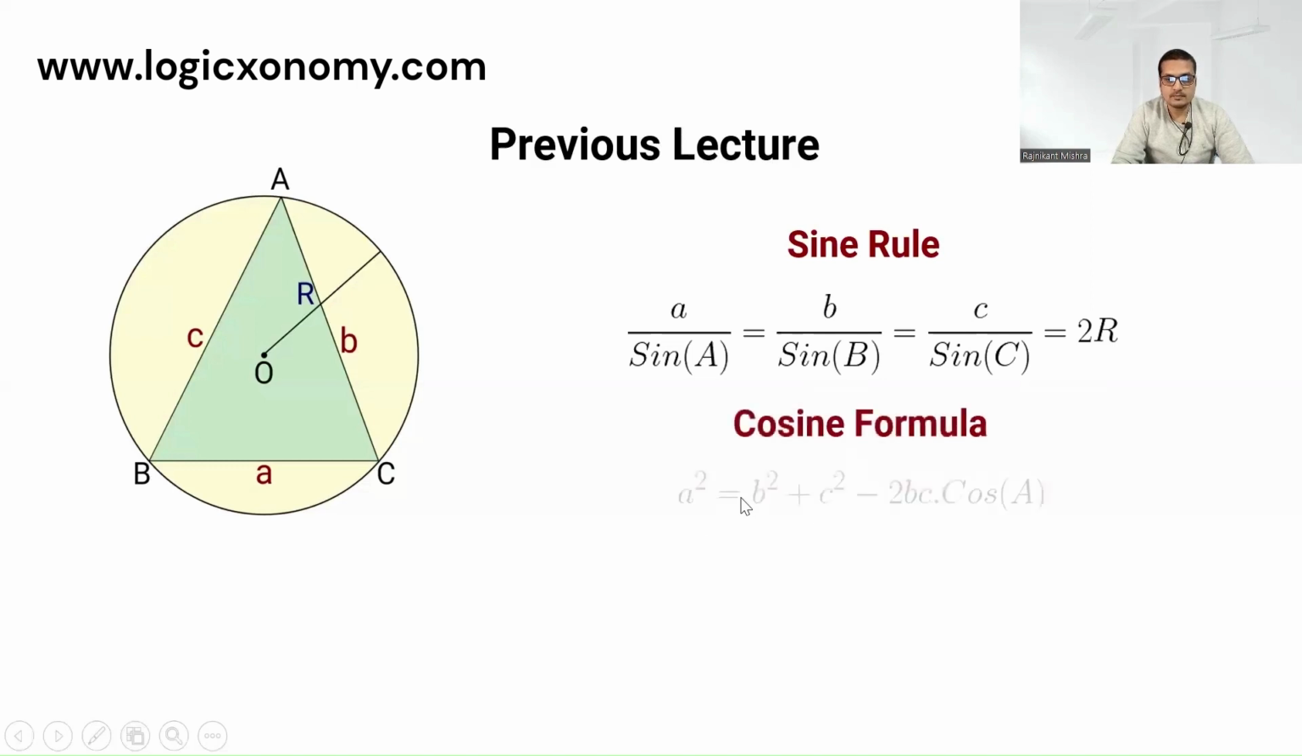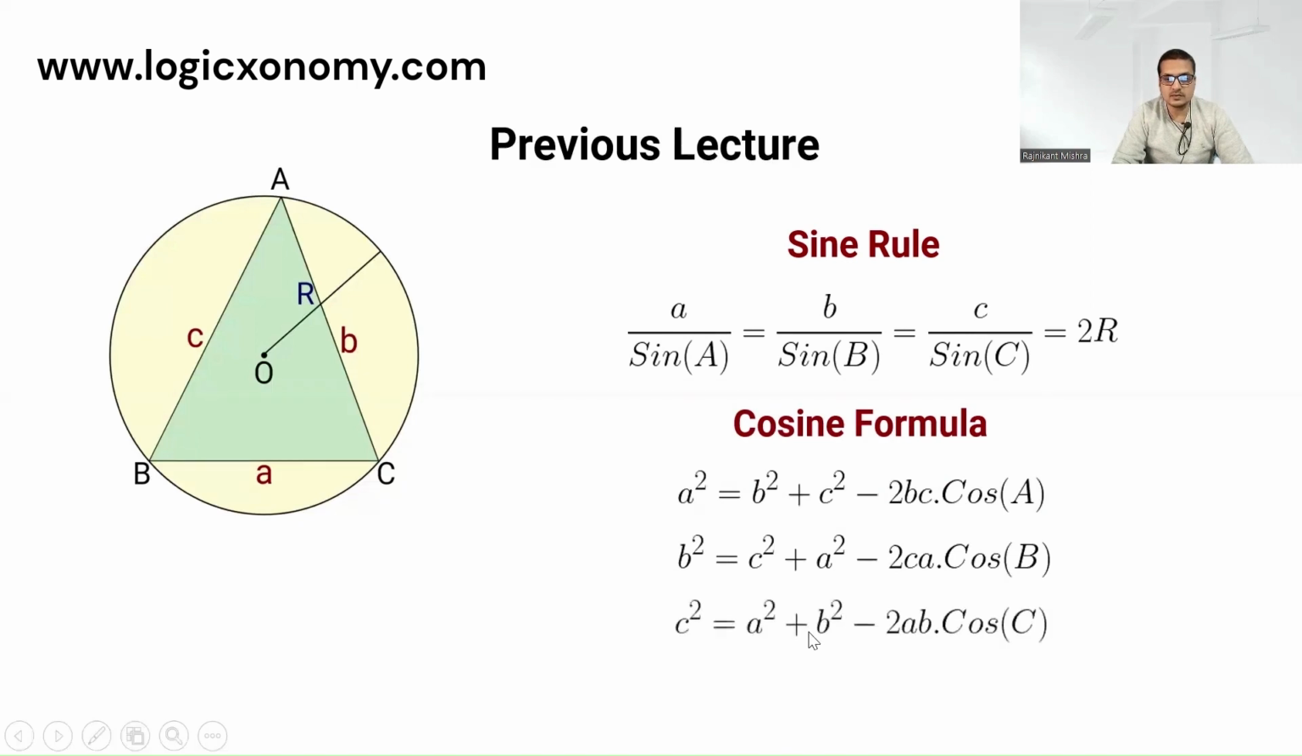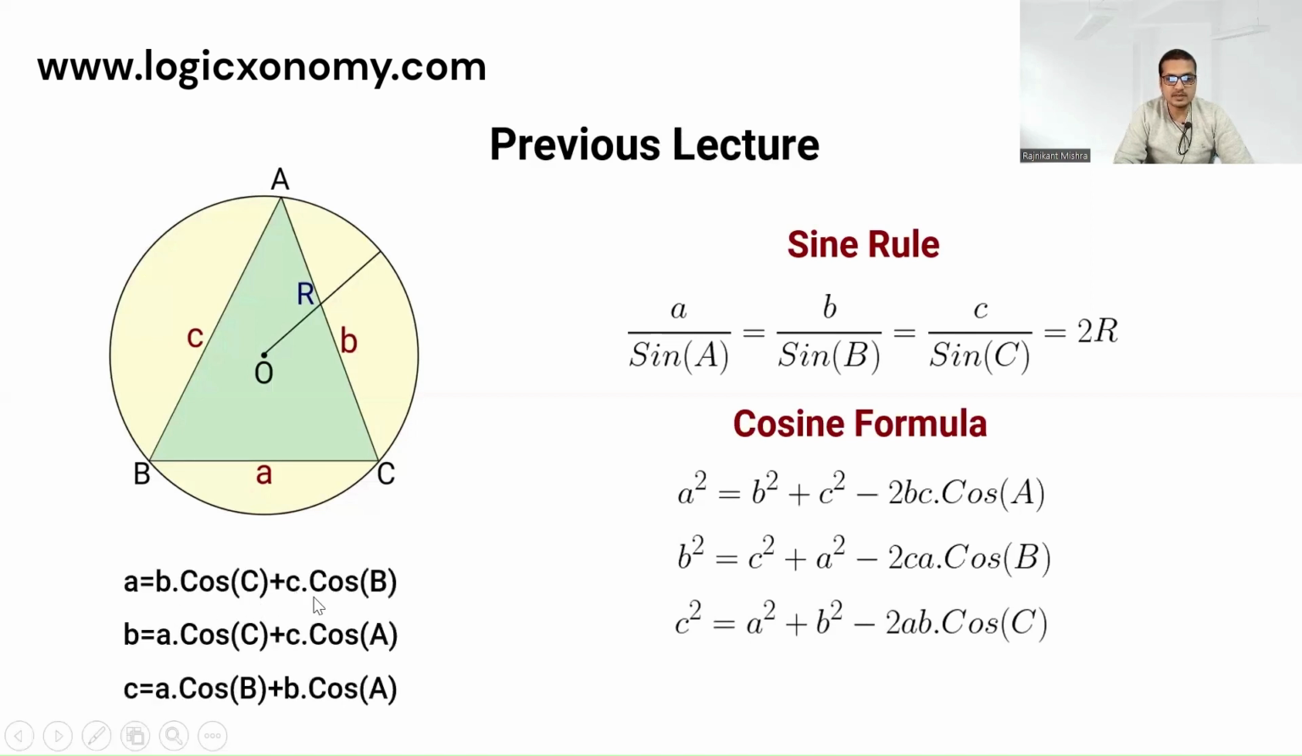Cosine formula: a² = b² + c² - 2bc cos A. Similarly, b² = c² + a² - 2ca cos B, and c² = a² + b² - 2ab cos C. The second set of cosine formulas is a = b cos C + c cos B, b = a cos C + c cos A, c = a cos B + b cos A. The proof of all these formulas had been discussed in the last lecture. The link of that video is given in the description box.